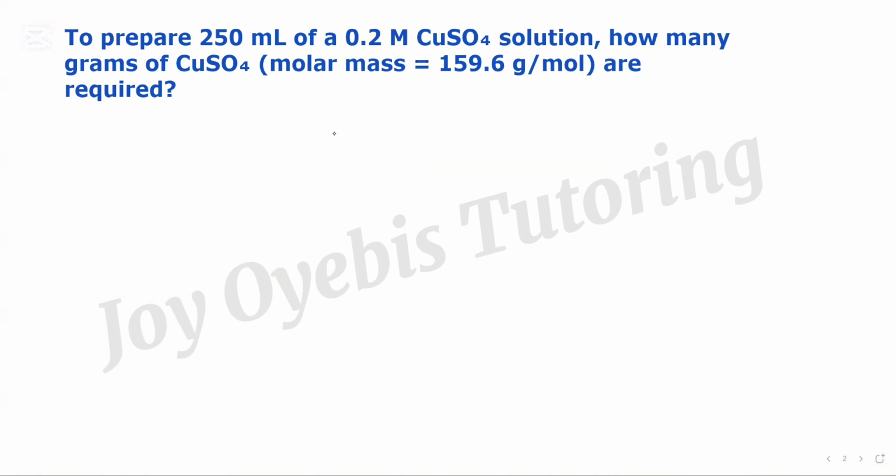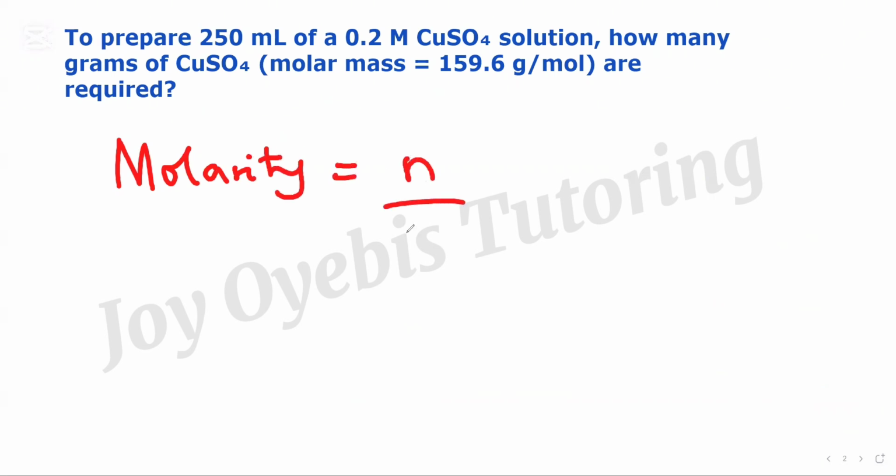The next question I have says to prepare 250 mL of 0.2 molar CuSO4 solution. How many grams of CuSO4, and they gave us the molar mass as well, are required? Molarity is equal to n over V in liters.